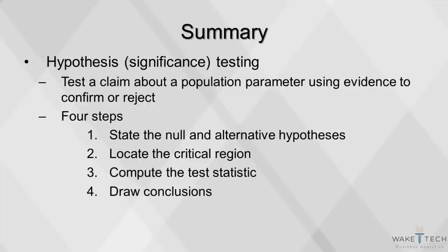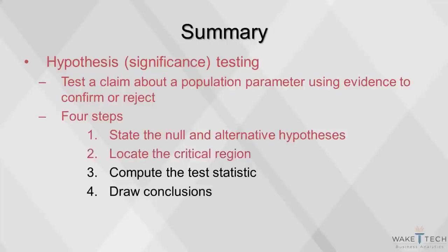This concludes our video on hypothesis testing, also called significance testing, which occurs when we test a claim about a population parameter using evidence that confirms or rejects that claim. Today we covered the 4 steps in hypothesis testing: state the null and alternative hypotheses, locate the critical region, compute the test statistic, and draw conclusions.